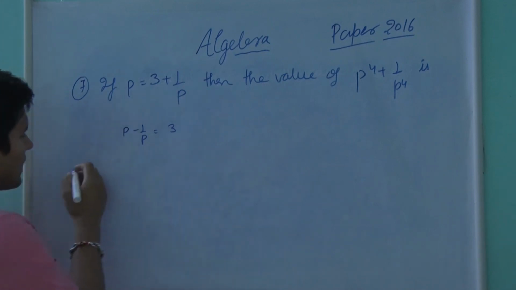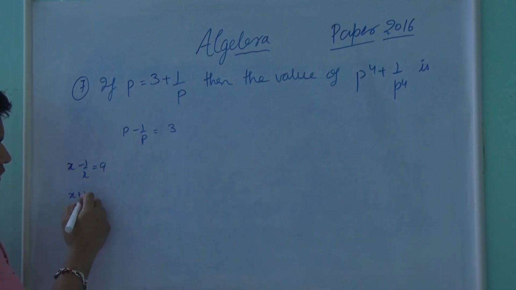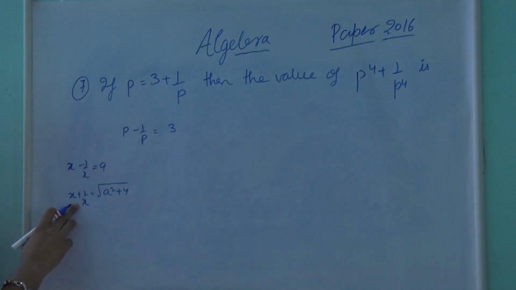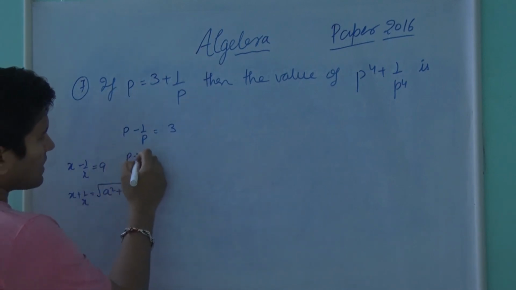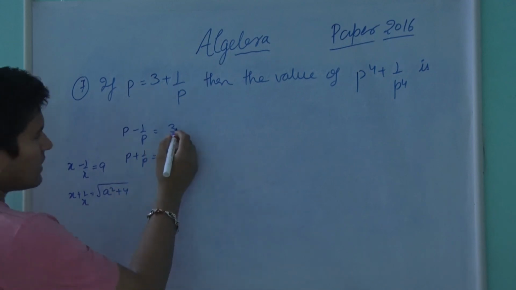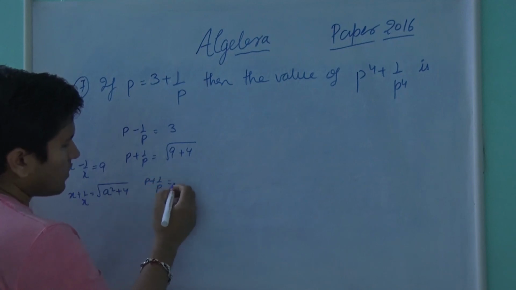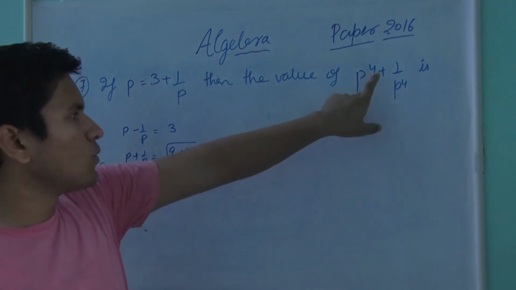If we are given the value of x minus 1 upon x equals a, and we have to find the value of x plus 1 upon x, then it will be root a square plus 4, because we have a plus sign on this side, so we have a plus sign on this side also. I will explain in my next video how this formula comes. So now putting the value, we have to find the value of p plus 1 upon p. It is a square, that is 9, plus 4, so p plus 1 upon p is root 13.